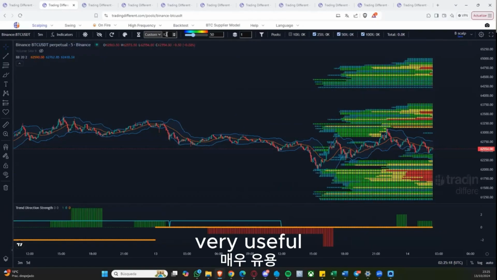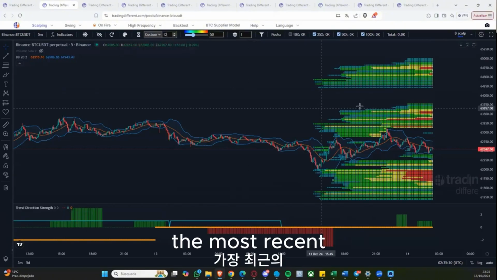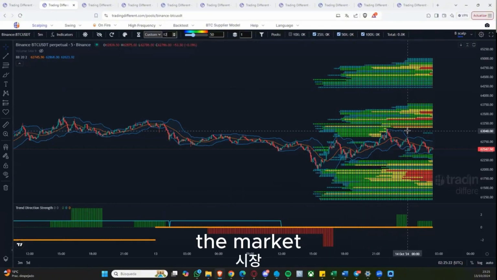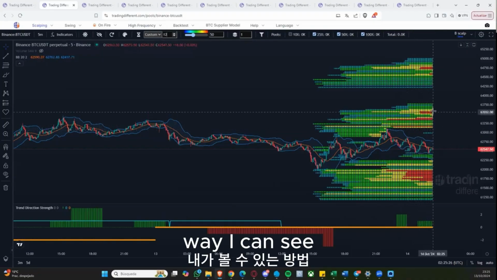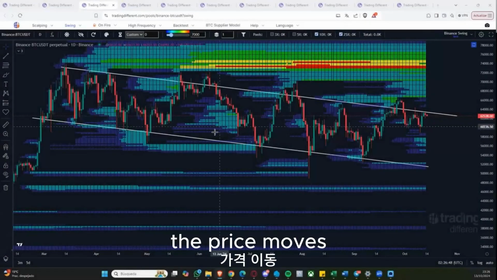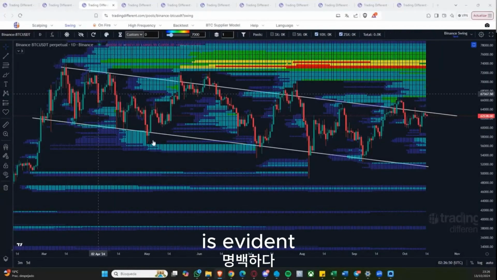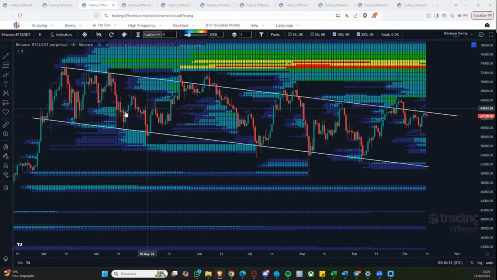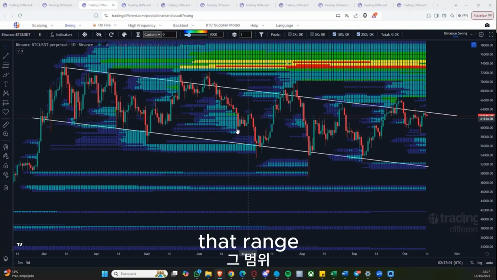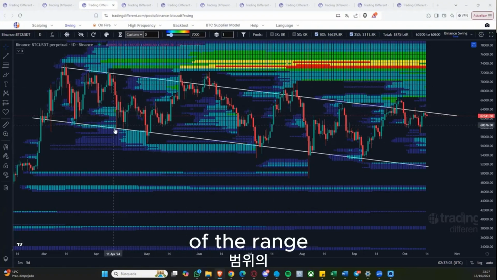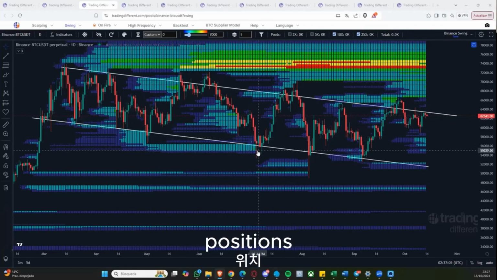This is very useful to give more importance to the most recent liquidity that has just entered the market. Let's now see how to use the liquidation heat map in a practical way. I can see a range in which the price moves and where liquidity is evident. This shows how the price is manipulated every time it leaves that range. The price breaks out of the range to liquidate both long and short positions.